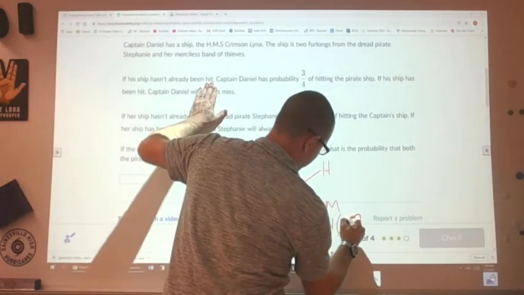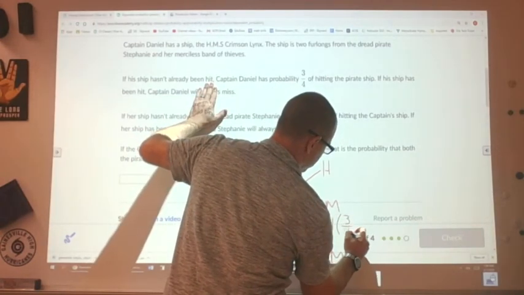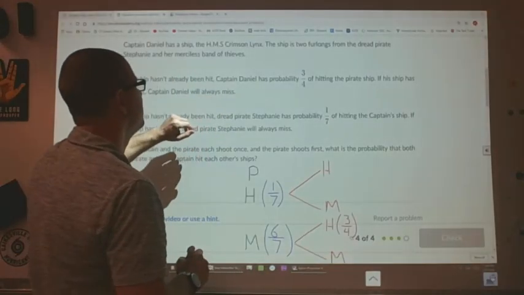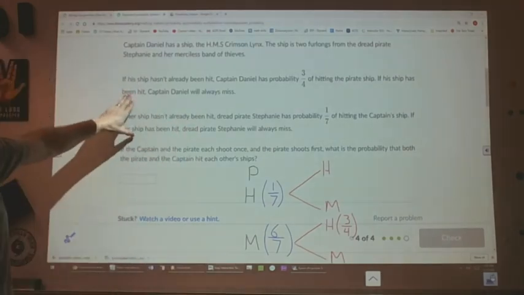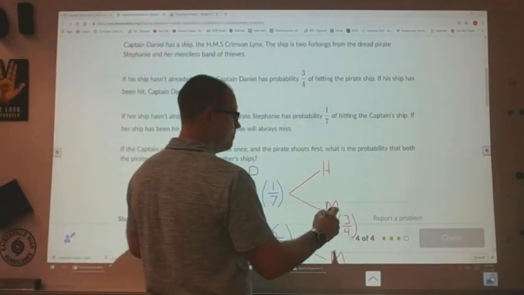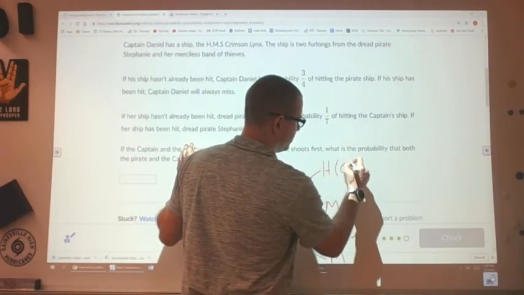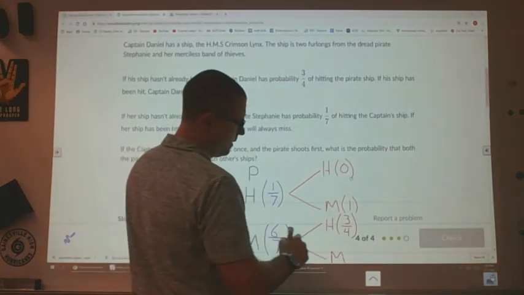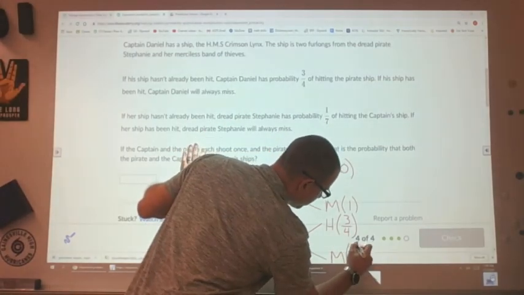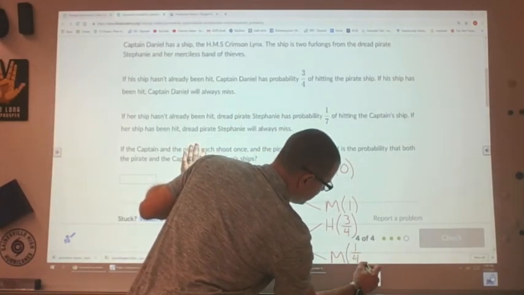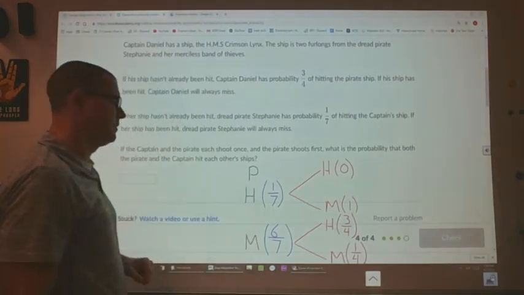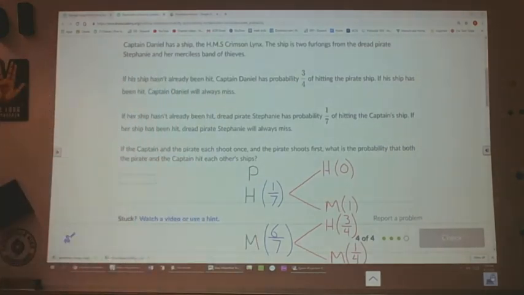So we look, if the captain's ship has not been hit, so if the pirate misses, then the captain has a 3/4 chance of hitting. If his ship has been hit, he will always miss. 100% he will miss, 0% chance that he will hit. Here, there's only a 1/4 chance that he will miss if his ship has not been hit.